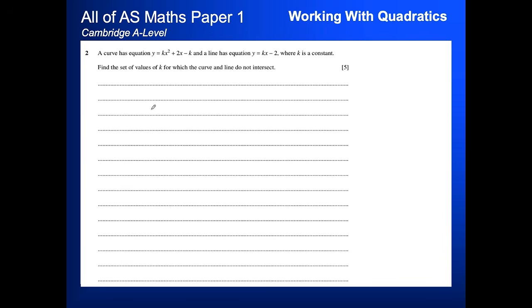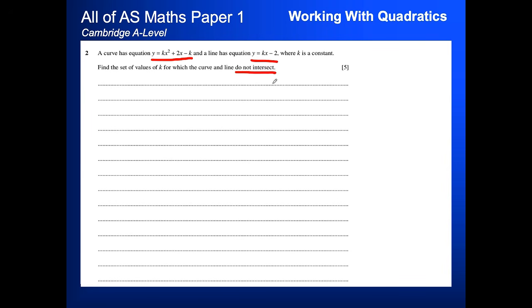So let's get started. So a curve has equation y equals kx squared plus 2x minus k, let's underline here, and a line has equation y equals kx minus 2, and k is just a number, it's just a constant, and we need to find the set of values of k for which the curve and line do not intersect.